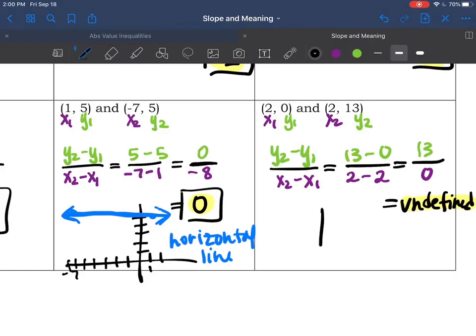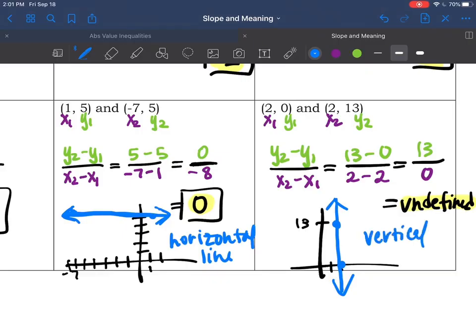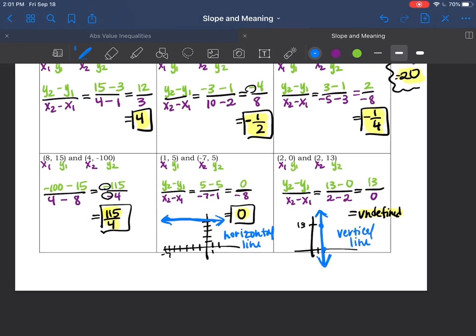And what this looks like on the graph, let's put 13 up here. Our first point, 2, 0 is right here. Our second point, 2, 13 is right here. They have the same x value. And so we know this isn't even a function. It fails the vertical line test because it is a vertical line. And so an undefined slope is a line that goes straight up and down, a vertical line.